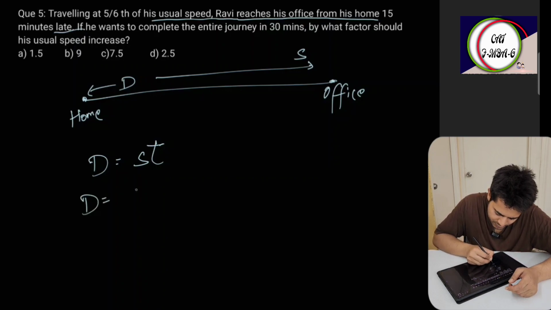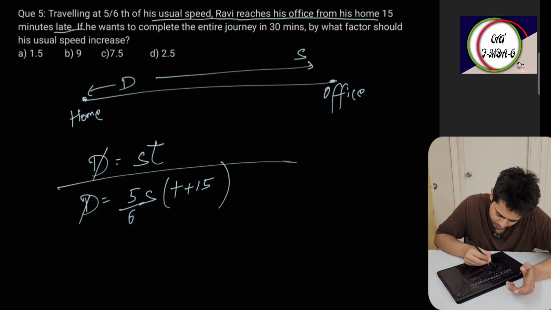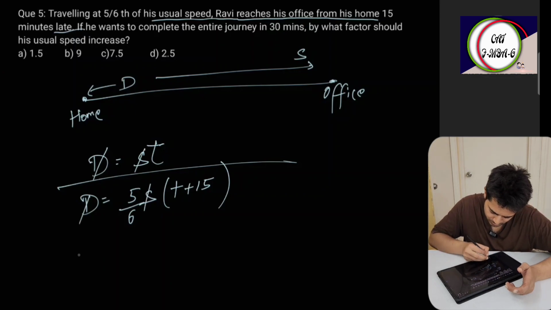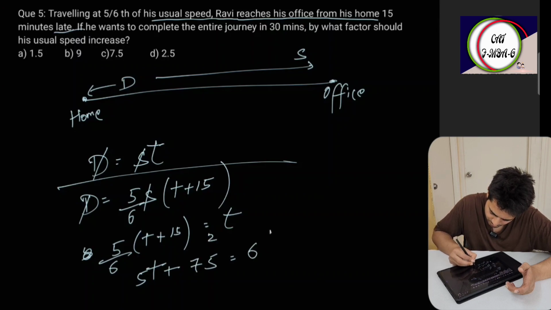Now traveling at 5/6 of his usual speed, 5/6 of S, Ravi reaches his office from his home 15 minutes late. So this means T plus 15. Okay, this gets cancelled. So you can write 5/6 (T + 15) is equal to T. So 5T plus 75 is equal to 6T. So T is equal to 75.